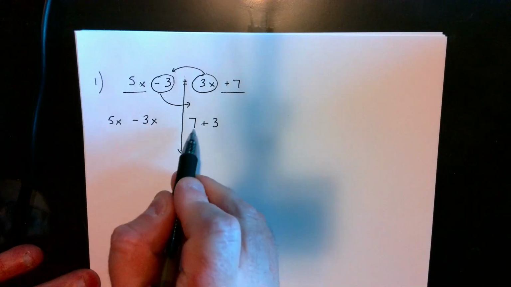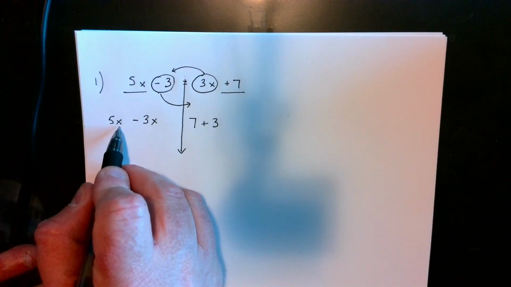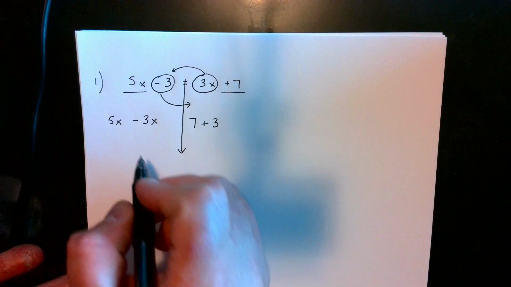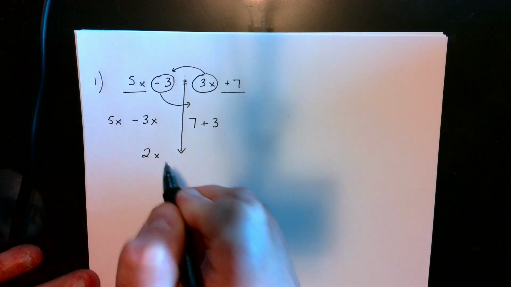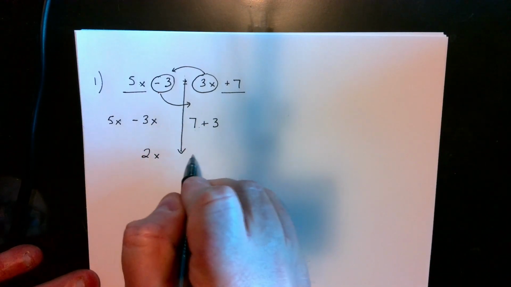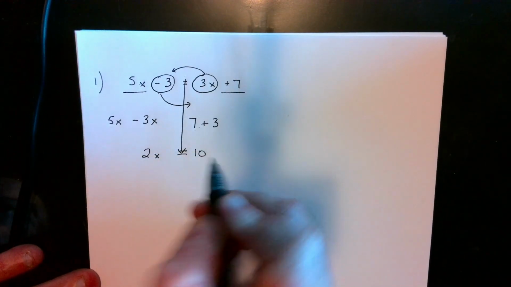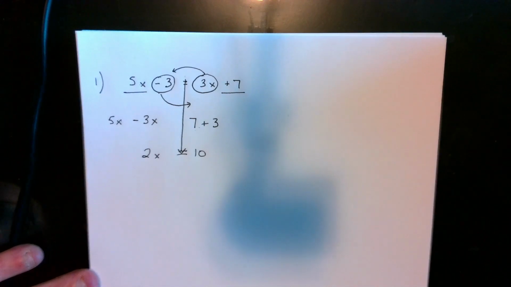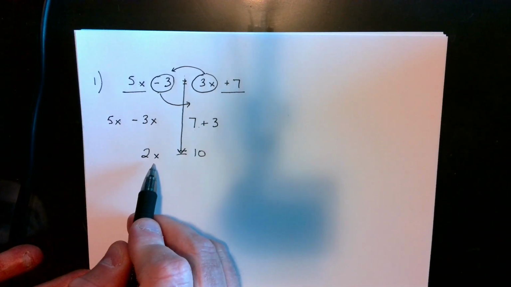Now we can group like terms. So we can go 5x take away 3x, which turns into 2x. On this side we have 7 plus 3, which equals 10. x is still not by itself. We have one final step.